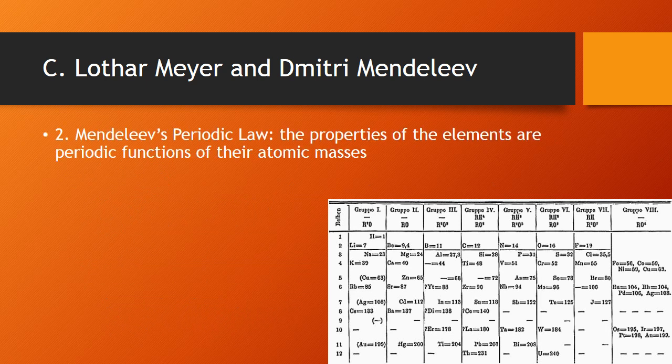So one way to summarize all of this about Mendeleev and his table is to state what we now call Mendeleev's periodic law. And that is simply that the properties of the elements are periodic functions of their atomic masses. In other words, when we order all the elements by their atomic mass, there are properties of those elements that repeat in a predictable way. In this case, every 7 elements or so.